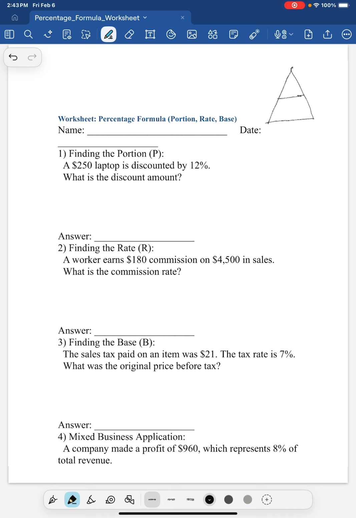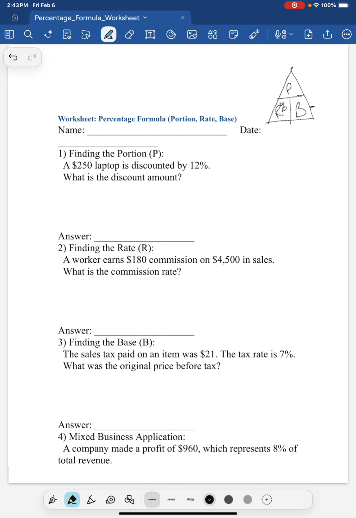Okay, this is going to be portion up here. This is rate, which is always going to be expressed in a percentage. And this is base, okay? So you have to understand what you're looking for in each question. So number one, we have finding the portion. We're looking for P.